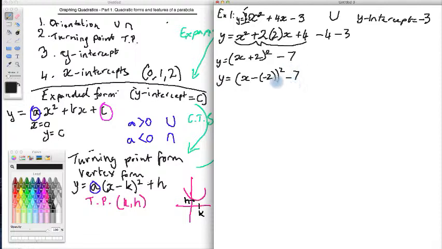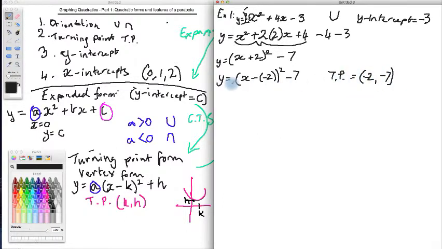Okay, so now it is in turning point form. And from this, we know that the turning point is at (h, k). So, in our case, the turning point is at negative 2, negative 7. There we go, turning point at negative 2, negative 7.